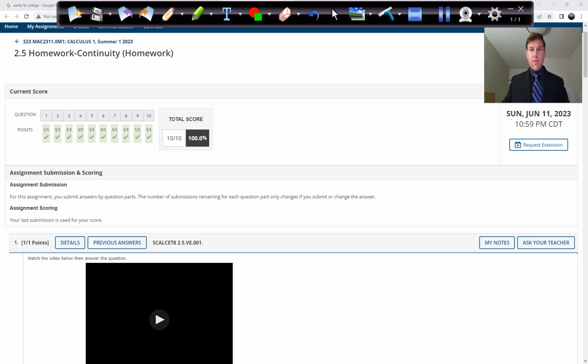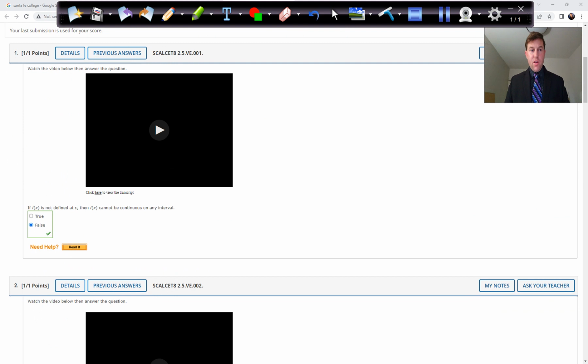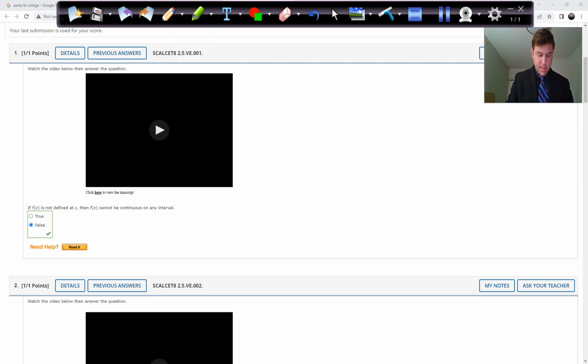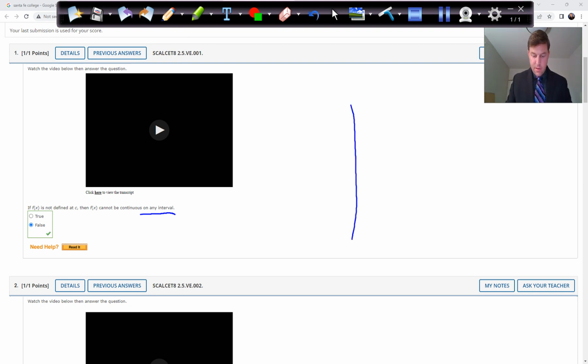All right, in Chapter 2, Section 5, we'll be looking at continuity, so if a function or curve is continuous or not. The first video is going to go into: if f of x is not defined at c, then f of x cannot be continuous on any interval. So this is close to being correct, but the part that makes it incorrect is this right here, on any interval.